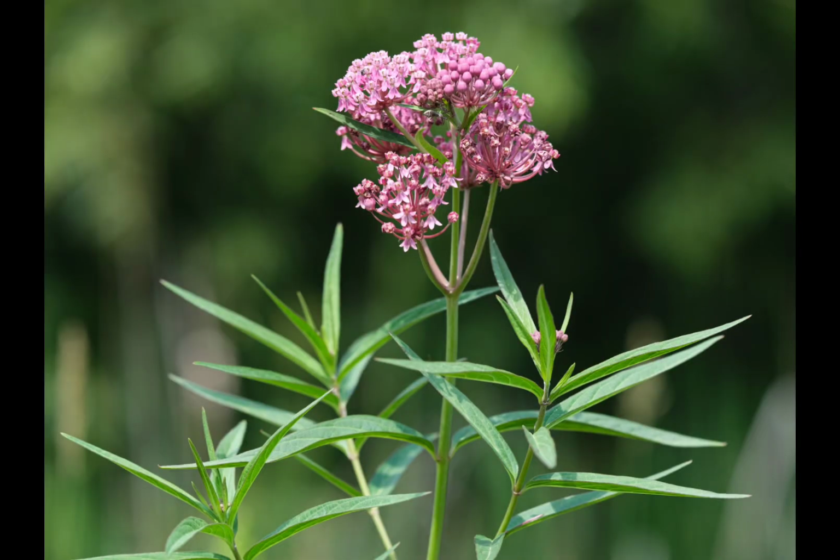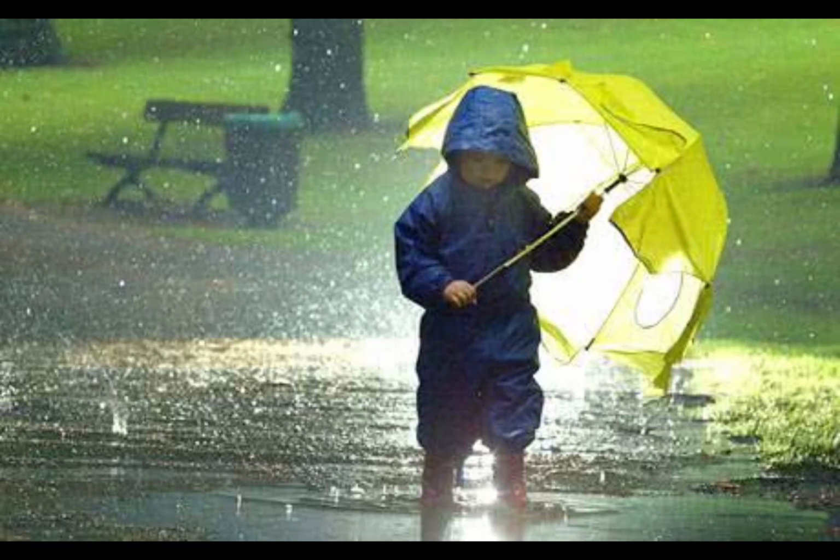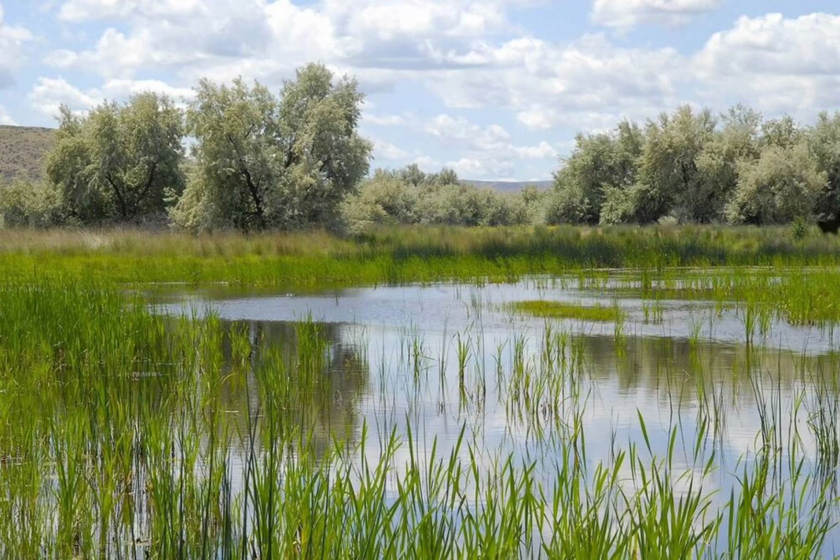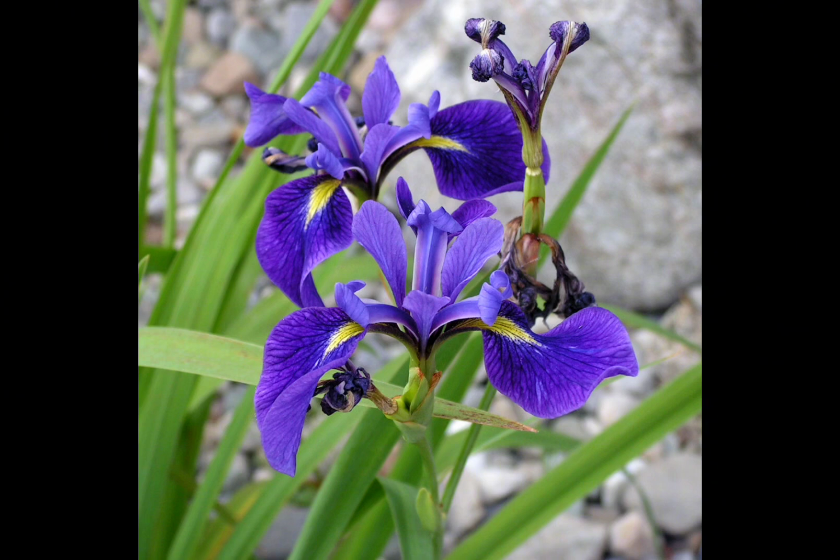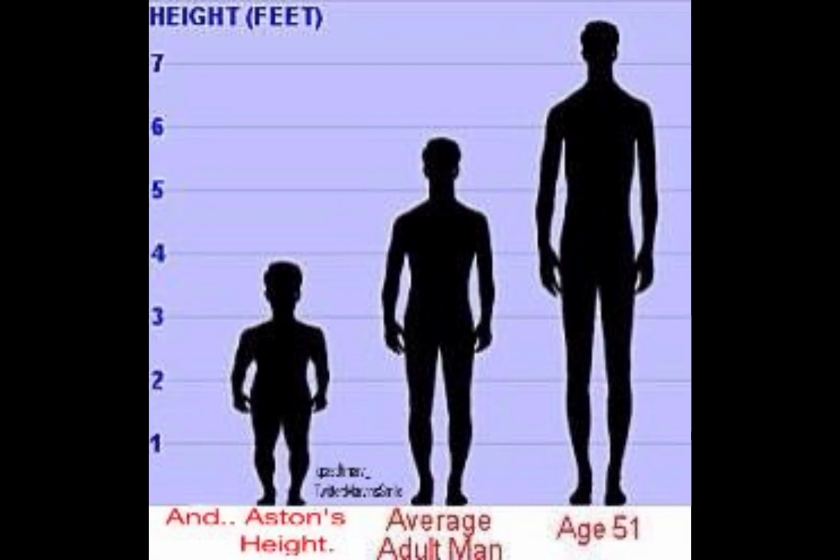These are plant species native to North America. It naturally grows in damp to wet soils like wetlands. This is a blue flag iris. The plant can grow up to 3 feet tall.